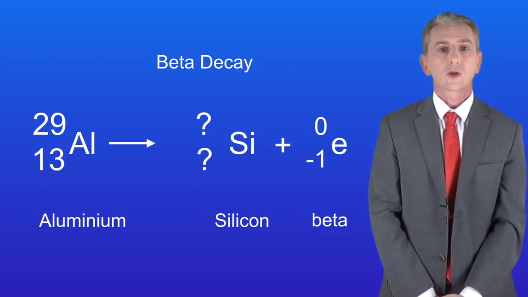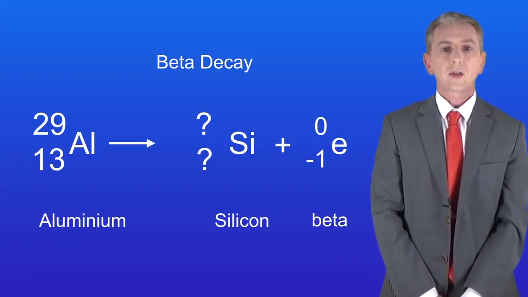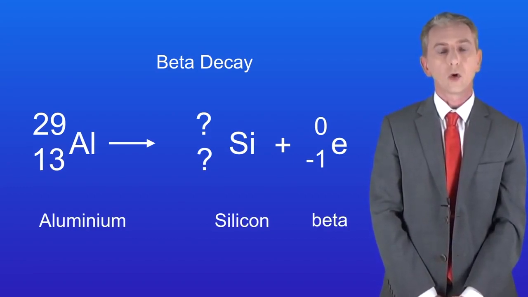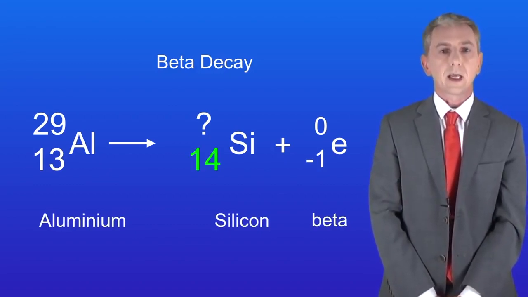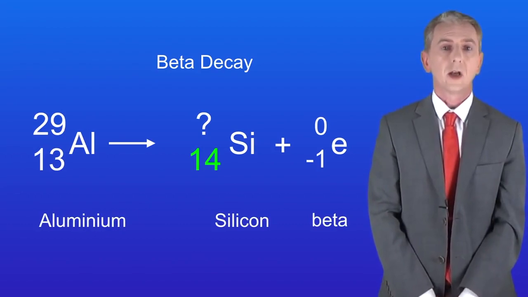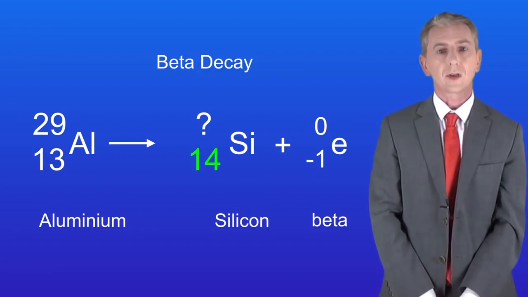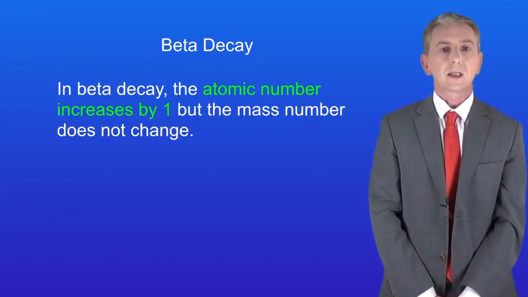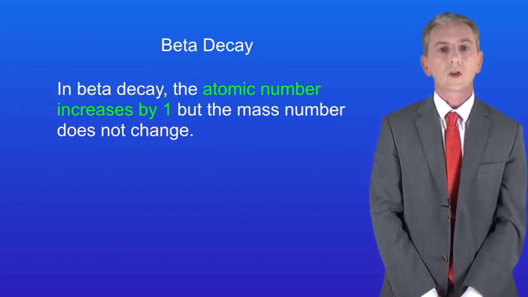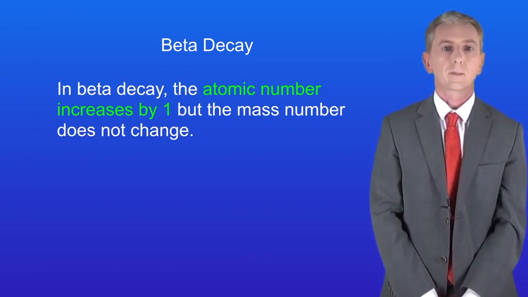Because a neutron has changed to a proton, the atomic number increases by 1. So in this case, the atomic number of the silicon must be 14, and here it is. In beta decay, the mass number does not change. That's because the total number of protons and neutrons in the nucleus stays the same. So this silicon isotope has a mass number 29. Here's the rule for beta decay. In beta decay, the atomic number increases by 1, but the mass number does not change.